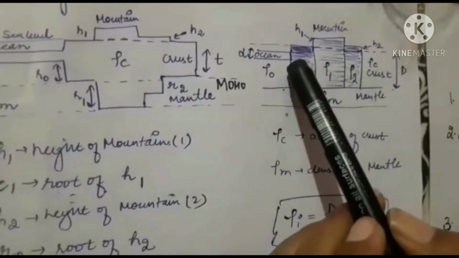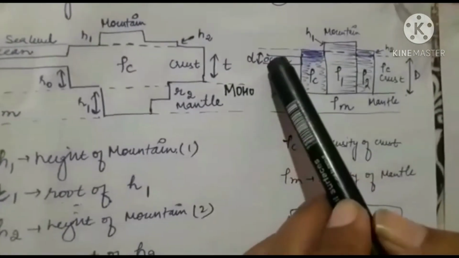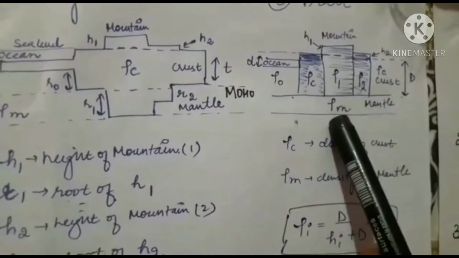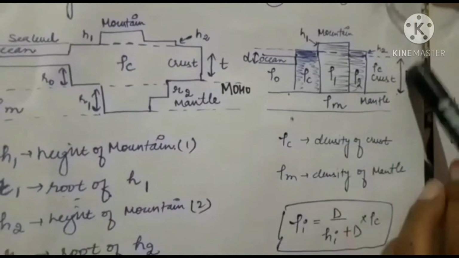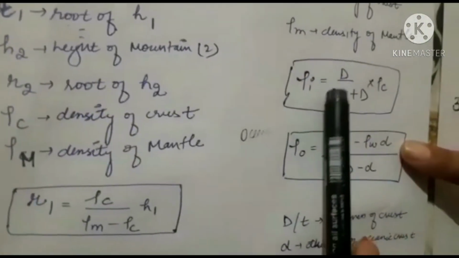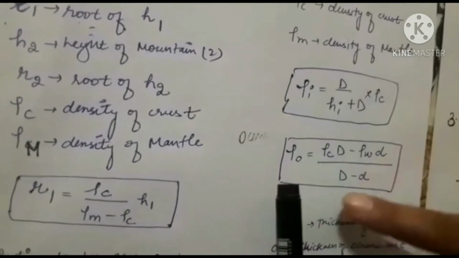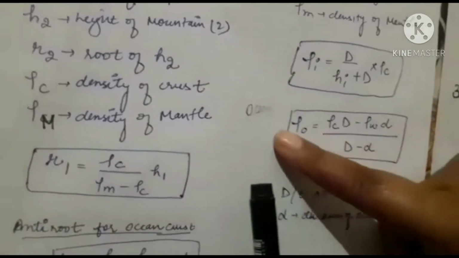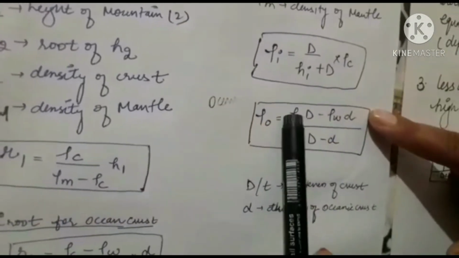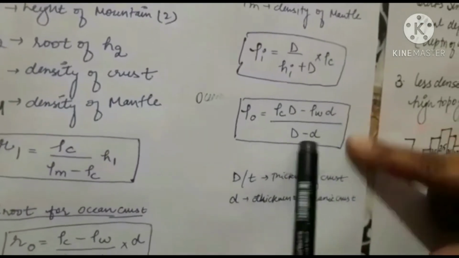So I have mentioned rho C here, which will be the density of crust. d will be the thickness of oceanic crust, and rho M will be the density of mantle, and D is the thickness of crust from here to here. Okay, so the formula for Pratt is rho i equal to D upon Hi plus D into rho C, and for the oceanic crust it will be rho naught equal to rho C D minus rho W d upon D minus d.